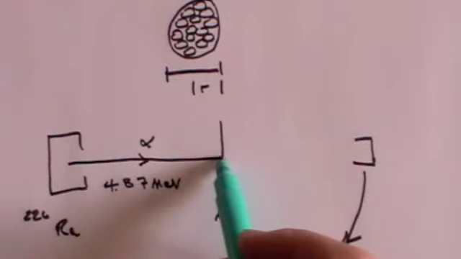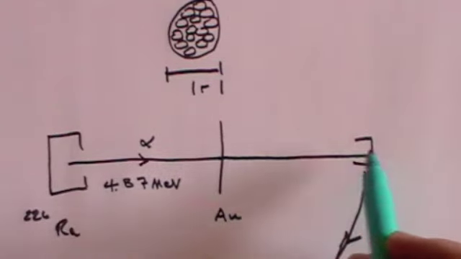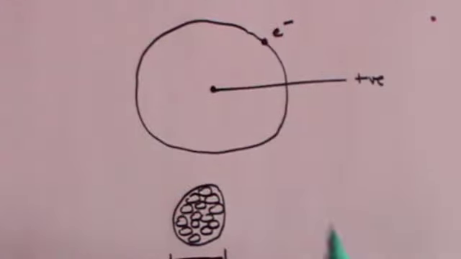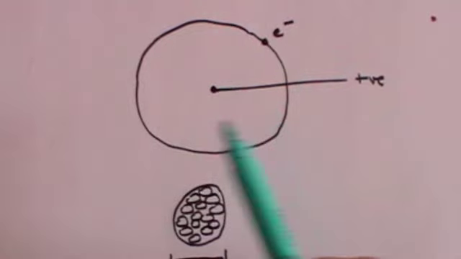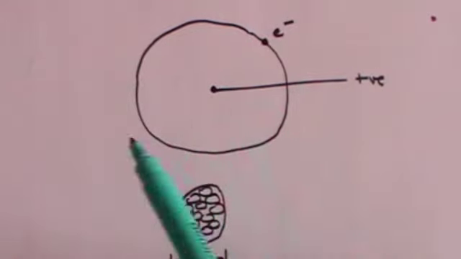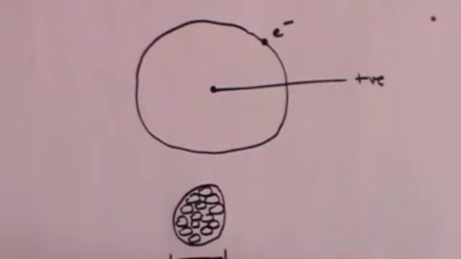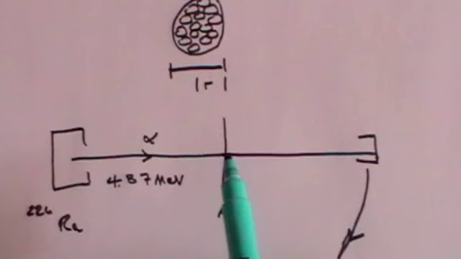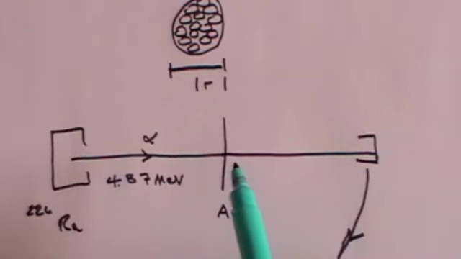Now what he found was that the overwhelming majority, virtually all of them, just go straight through. And the reason they just go straight through, of course, is that when they hit the atom, for the bulk of the time, there's nothing to hit, because most of the atom is empty. And consequently, the alpha particles just go through the gold atoms because there's nothing to stop them.